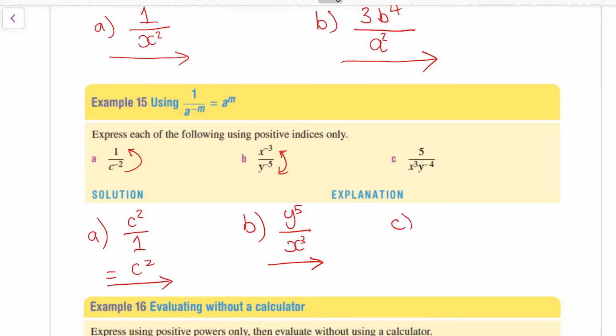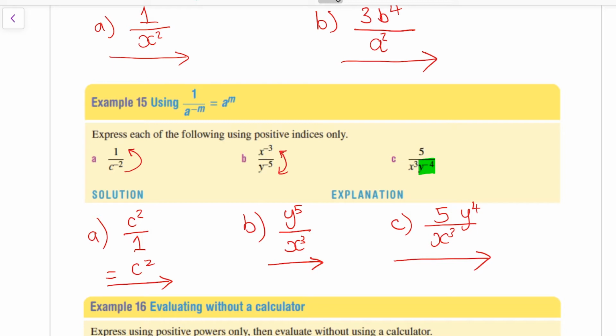Getting a little bit harder with part C of example 15. Same scenario as what we looked at in example 14b. Y is the only one that has the negative indice. So the 5 is going to stay where it is. The x to the 3 is going to stay where it is. And all that moves is that y to the 4. And it goes to the top to make that a positive. No cancelling needs to happen, and that's as far as you can go.